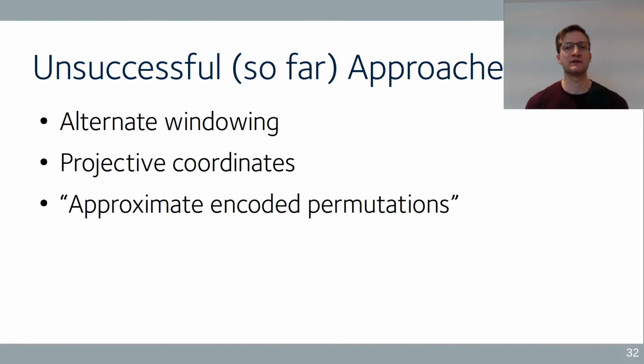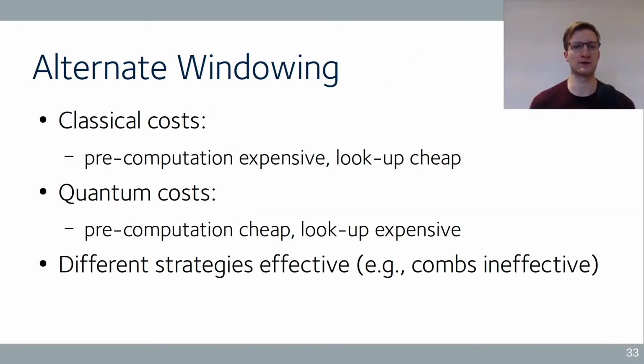And what I want to finish off with is talking about things that we tried that didn't work, or things that might work in the future, because I think there's some interesting things going on here. There are different windowing methods for classical computers that don't work for quantum computers, and the main reason is a different cost landscape. For classical computers, pre-computation is expensive. It's as expensive as normal computation, but a lookup is cheap.